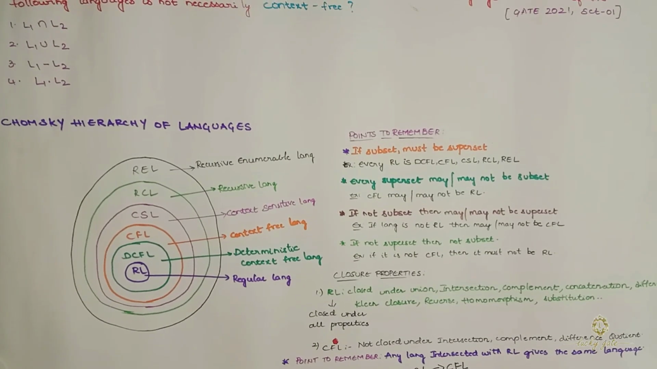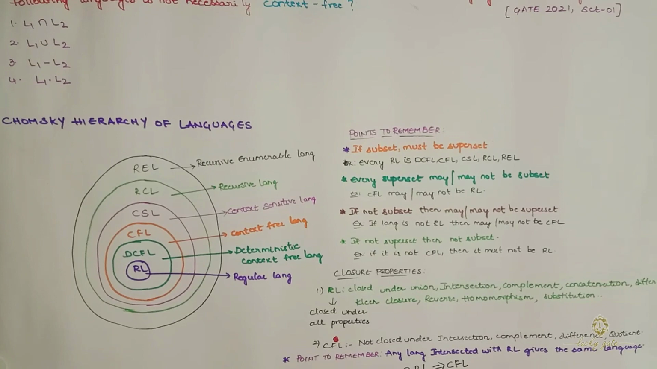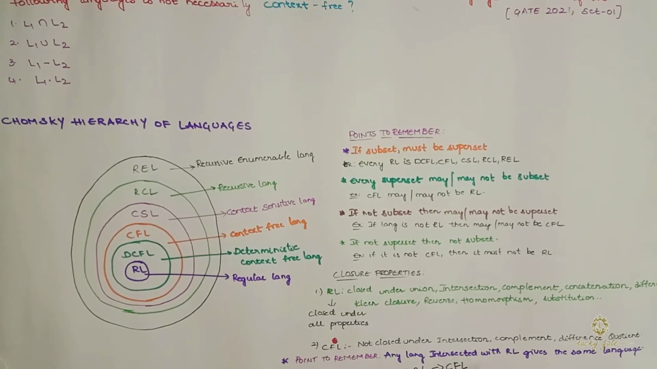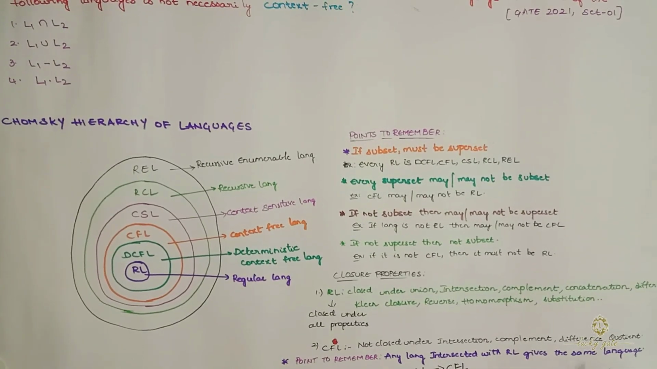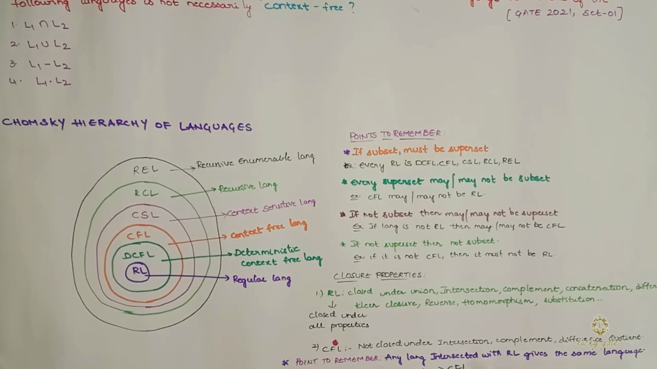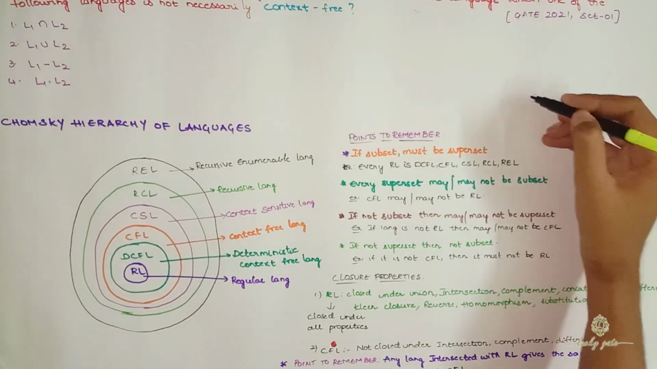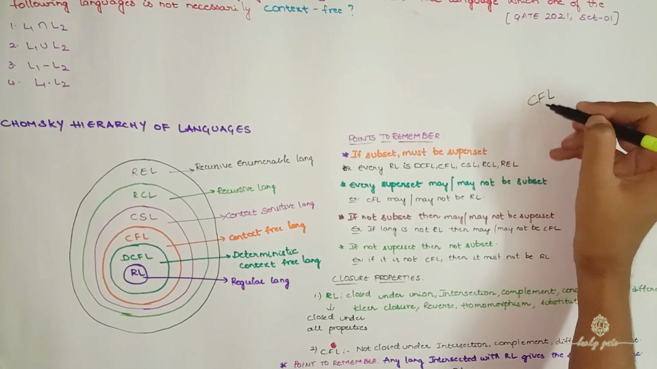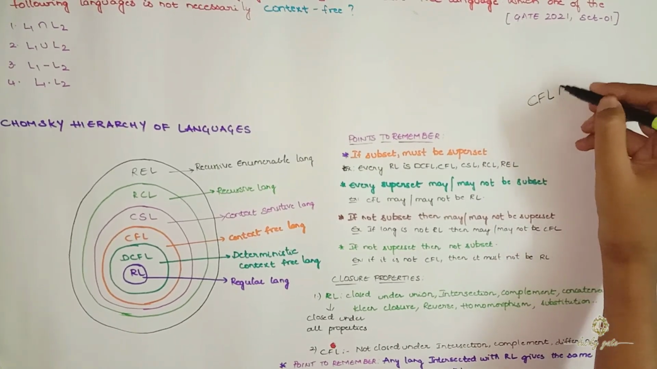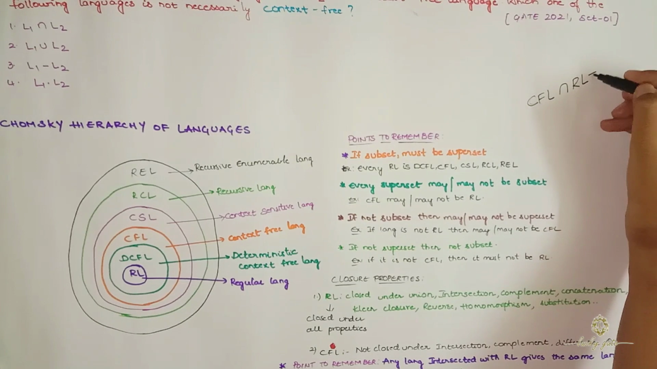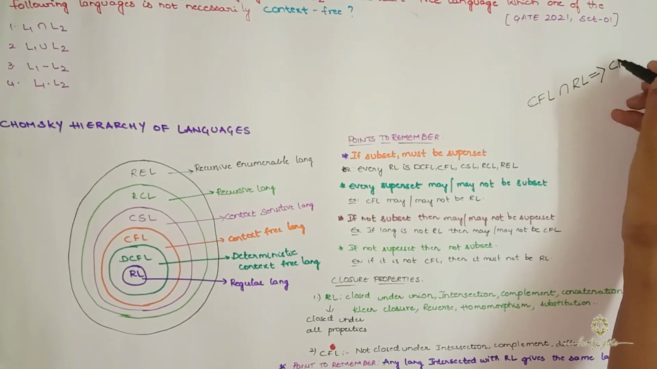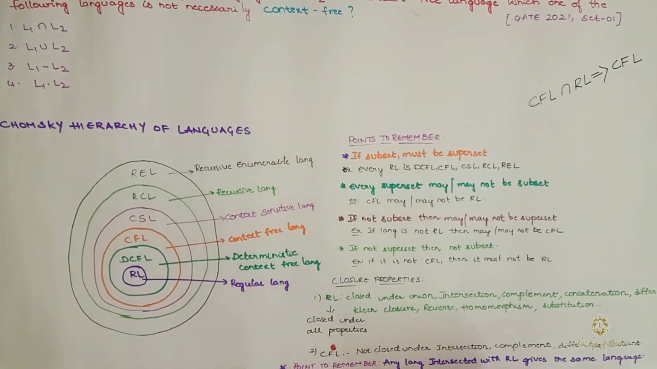One major important point to remember is that any language intersected with a regular language gives the same language. That is, suppose I am taking a language that is a CFL. If we intersect this CFL with a regular language, then the resulting language will be a CFL. So that is the property.